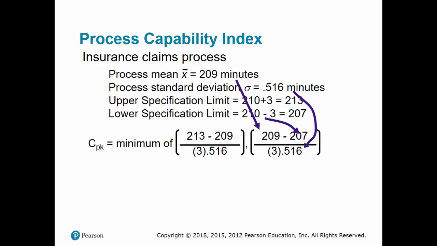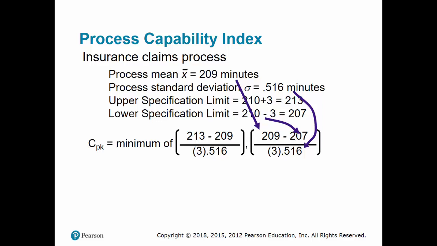Okay, let's look at a numerical example of computing the capability index. Suppose you have an insurance claim processing that has a process mean of 209 minutes to process the claim, and the standard deviation is 0.516 minutes, and suppose the specification calls for 210 minutes plus or minus 3 minutes. Plus or minus 3 is the tolerance, so 210 plus 3 gives you the upper specification limit, 210 minus 3 gives you the lower specification limit.